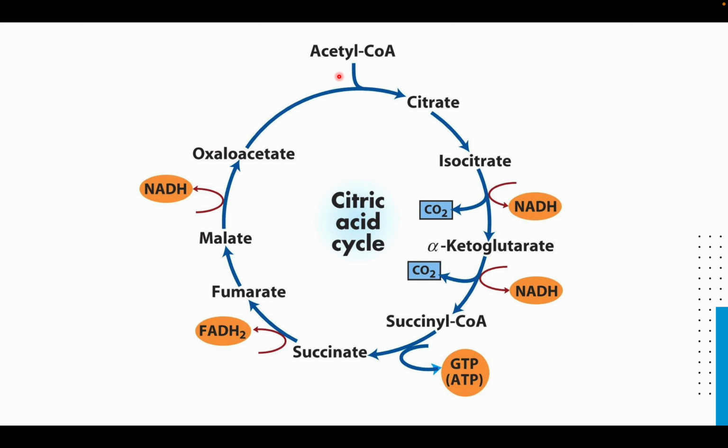So in short, what we have talked about: 1 molecule of acetyl coenzyme A enters this cycle and we get 3 molecules of NADH, two during the decarboxylation steps and 1 from malate to oxaloacetate, and then 1 molecule of FADH2 and 1 molecule of GTP. So in short, we get energy which enters the electron transport chain to release energy.